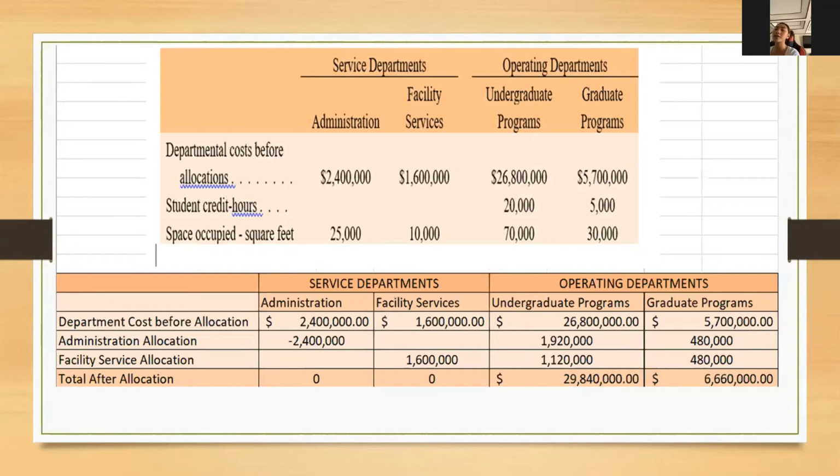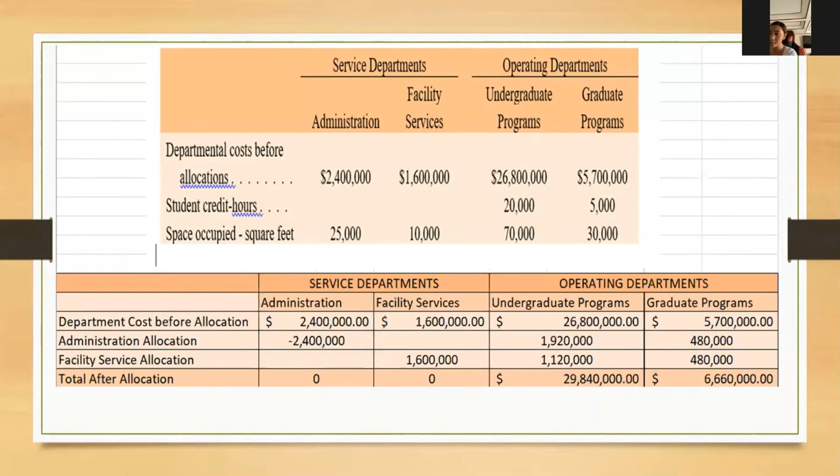So in facility service allocation naman po, we will just drop down the facility services, which is $1,600,000. So we have total of 100,000 space occupied square feet of operating departments po, which is 70,000 sa undergraduate programs and 30,000 sa graduate programs. So we will allocate the facility services, which is the $1,600,000. I-times natin sa undergraduate programs ng square feet, divide sa total allocation base square feet ng operating departments, which totals 1,120,000.